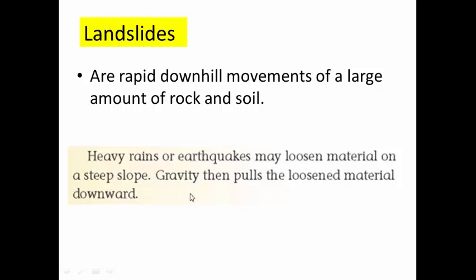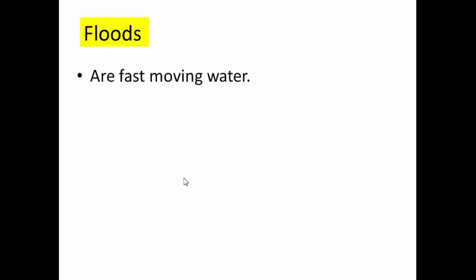Here, I know that we have rock that is strong enough. Sometimes earthquakes weaken this rock, so the materials inside loosen. Then gravity will pull it down, so the landslide happens. Now let's move to another thing which is called floods. What are floods? Floods are fast-moving water.